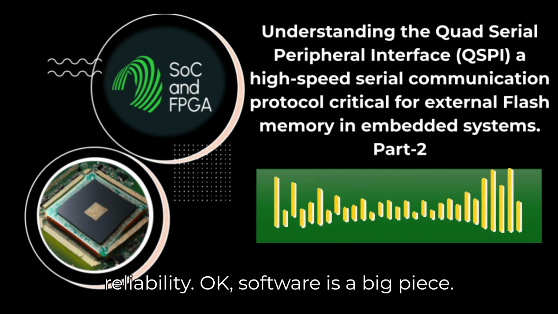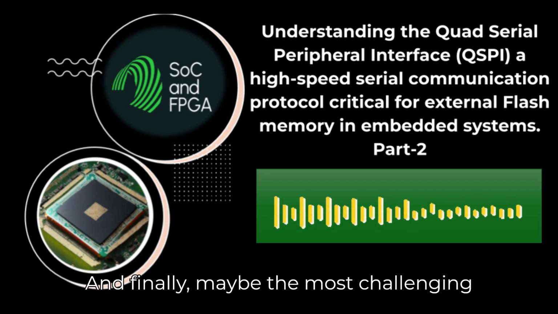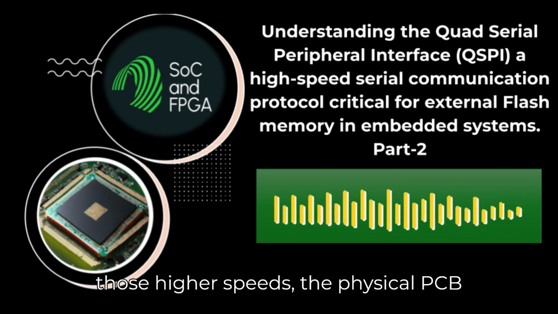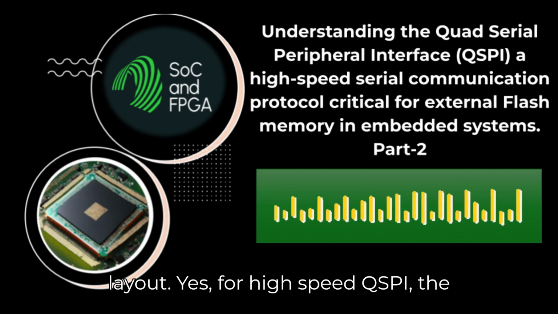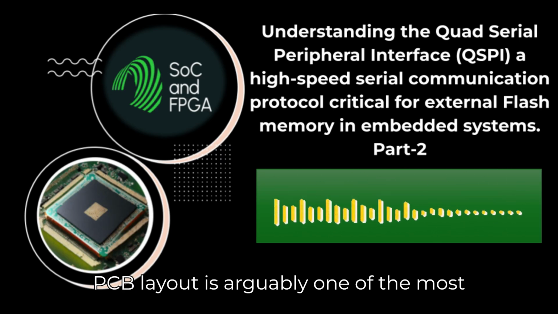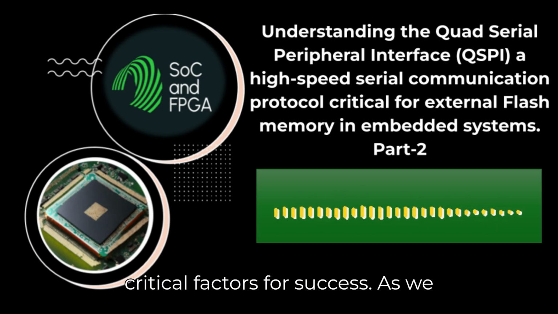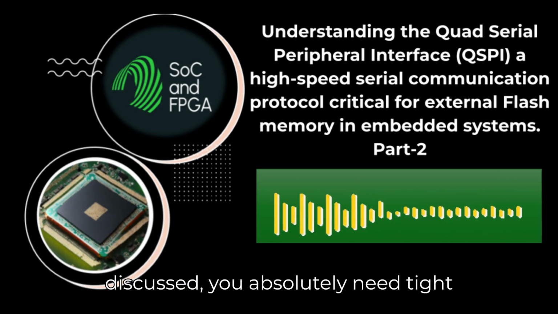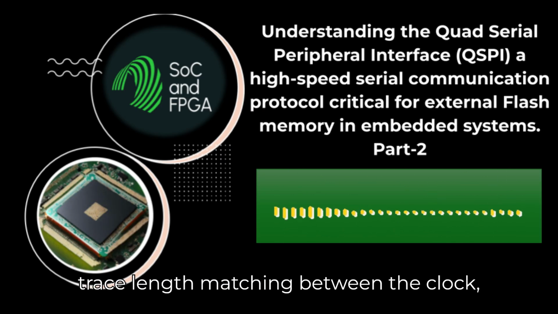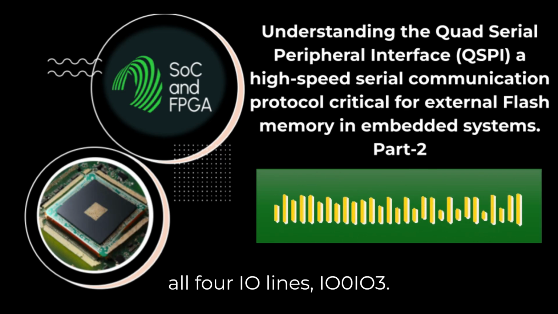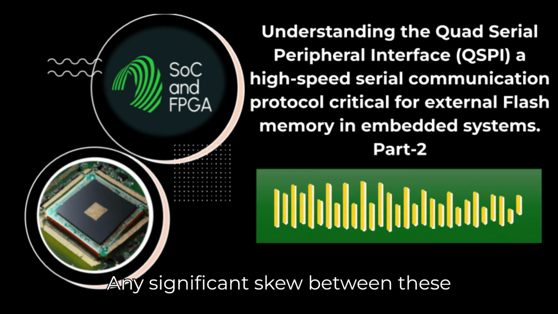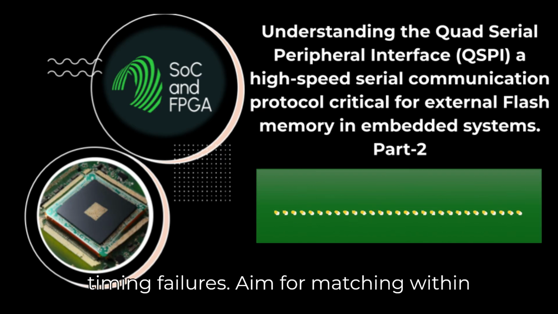Okay, software is a big piece. And finally, maybe the most challenging part, especially if you're pushing for those higher speeds, the physical PCB layout. Yes, for high-speed QSPI, the PCB layout is arguably one of the most critical factors for success. As we discussed, you absolutely need tight trace length matching between the clock, SCLK, chip select, CS#, and all 4 I/O lines, IO0 to IO3. Any significant skew between these signals at high frequencies will cause timing failures.